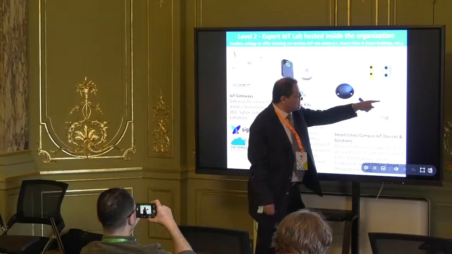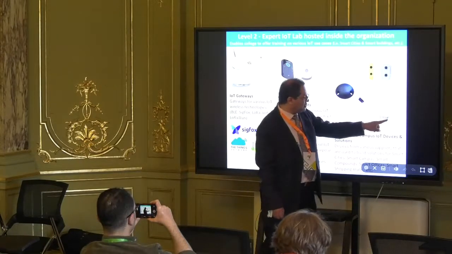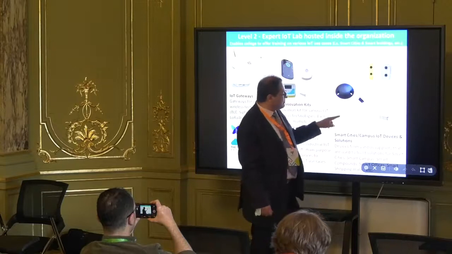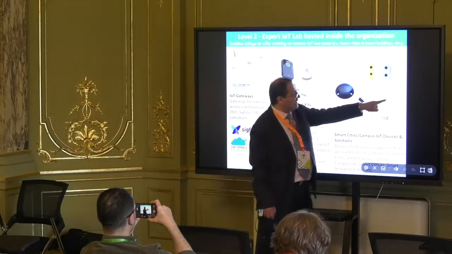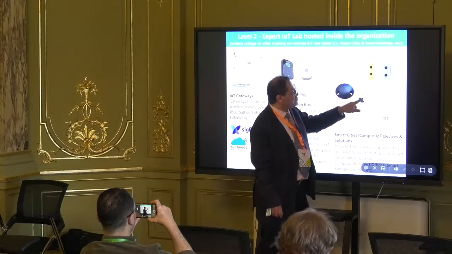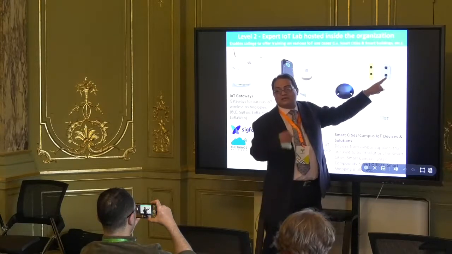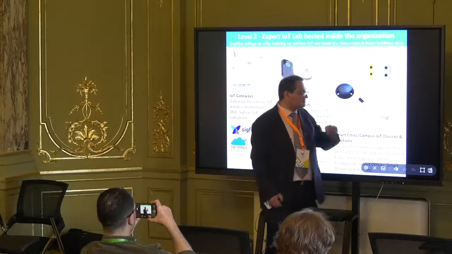The same goes for all of these devices. These are commercial temperature and humidity sensors, Bluetooth access cards, accelerometers. This one is for irrigation management. This one is for waste management, so it measures the waste bin fill level.